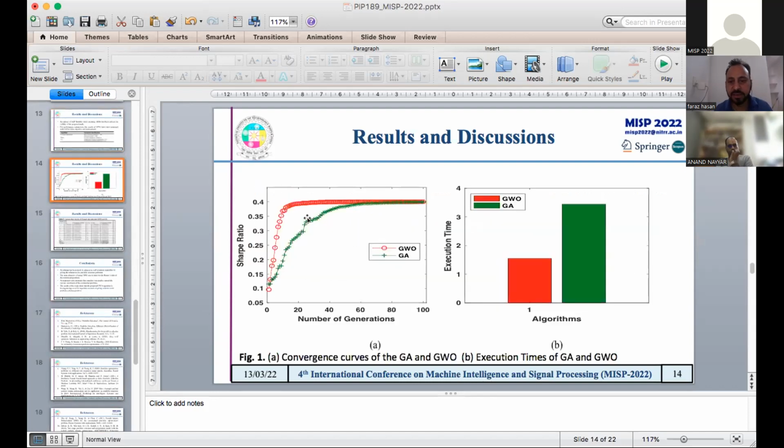By using these results, here on the left side we have the convergence curve for GA and GWO respectively, and on the right-hand side we have the execution time of GA and GWO. In both, we can easily see that the GWO is outperforming the GA for optimizing the Sharpe ratio, both in terms of execution time and the optimized Sharpe ratio.